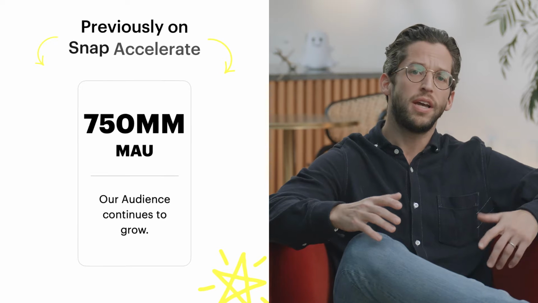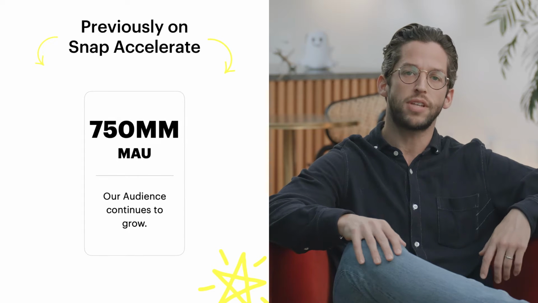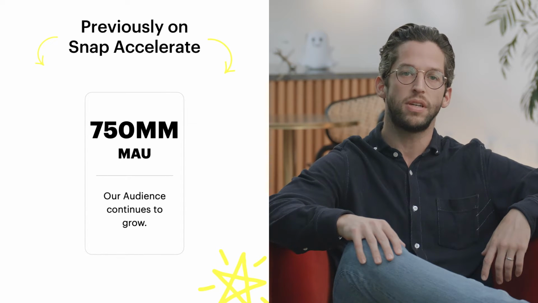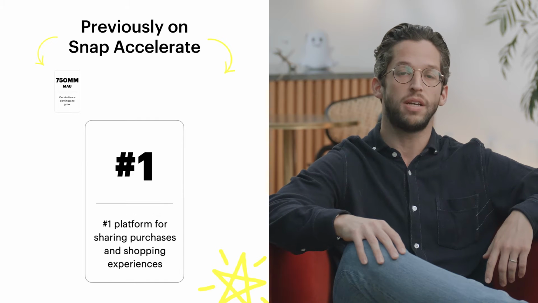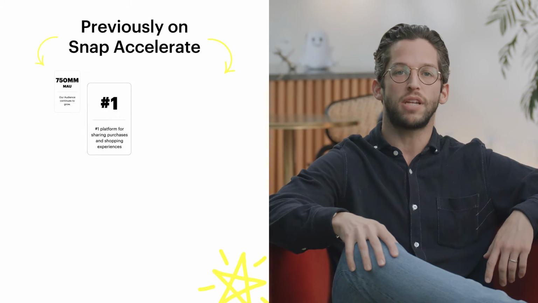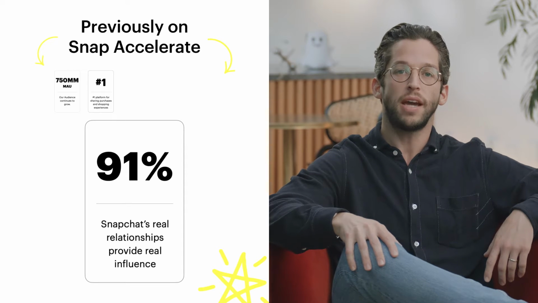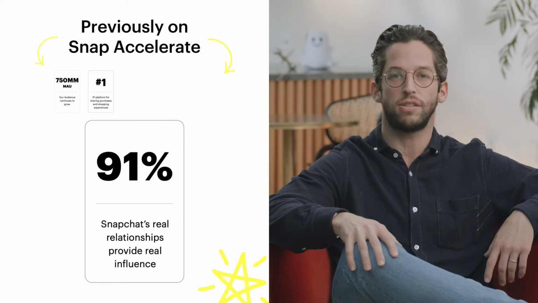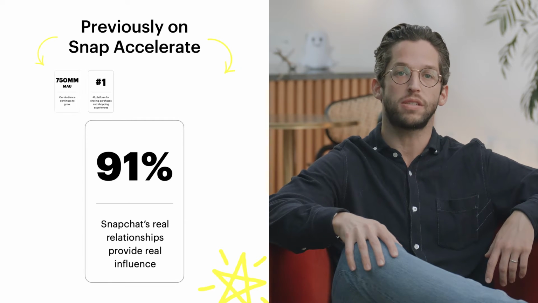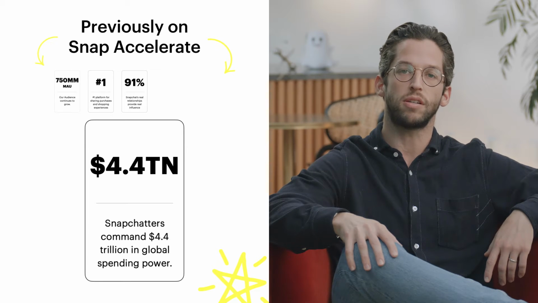It's hard to believe that we're already at part 3, so let's start by taking a quick look back at where we've been. As a refresher, in part 1, we reintroduced you to Snapchat. We learned about our growing community that now totals over 750 million monthly active users. We talked about the relationship nature of Snapchat, making it the #1 platform for sharing purchases and shopping experiences, which is because of Snapchat's unique ability to foster real relationships that wield real influence. 91% of Snapchatters say they trust recommendations from their friends and family for brands and services, which is great news for all of you because Snapchatters command over $4.4 trillion in global spending power.